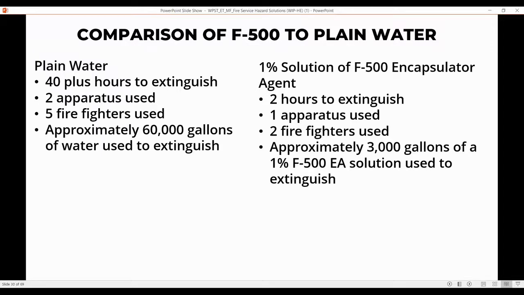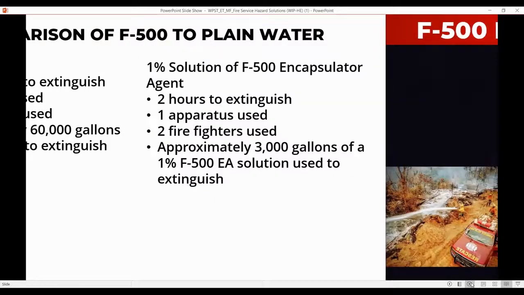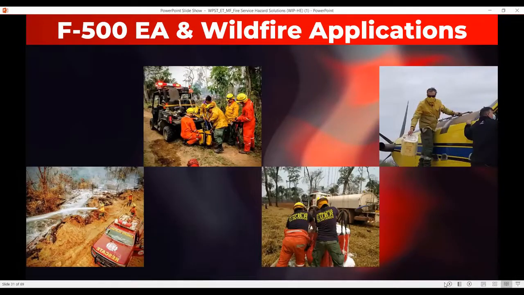This time they were on scene for about 2 hours. They only used 1 engine and about 3,000 gallons of 1% solution to completely extinguish that fire. So again, less man hours, less runoff, less water needed, less wear and tear on the apparatus, everything, just achieving a greater knockdown and greater cooling capability.